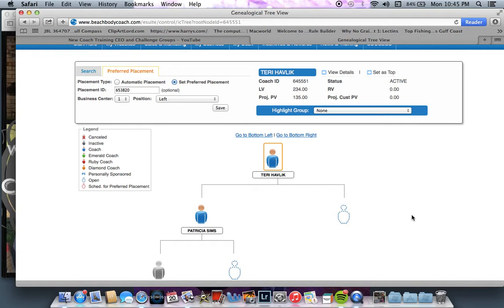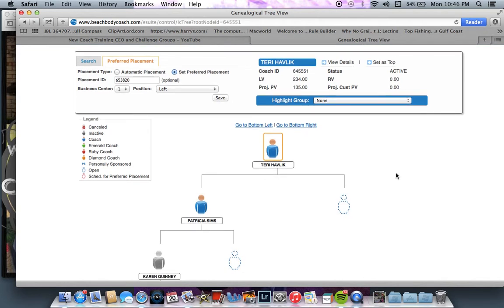Then you get to hit Diamond when you have 4 coaches on each side, so 8 total coaches at least, and 1 coach on each side is Emerald. So you can see it really all starts with Emerald. Of course, as you rank higher and get to Diamond, you're going to get more incentives, but the only requirements to get those incentives are paying that club membership and being an active coach. So it's really cool.